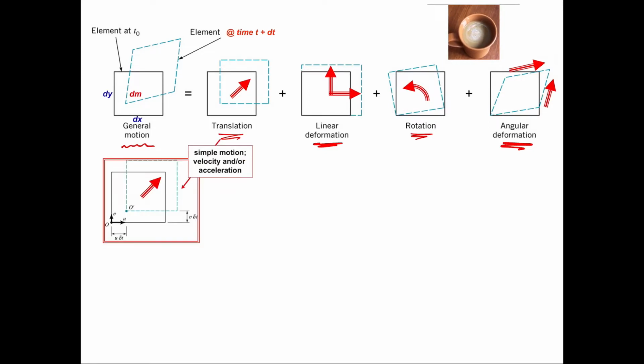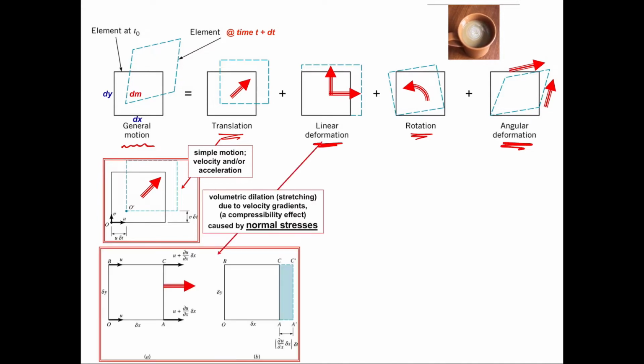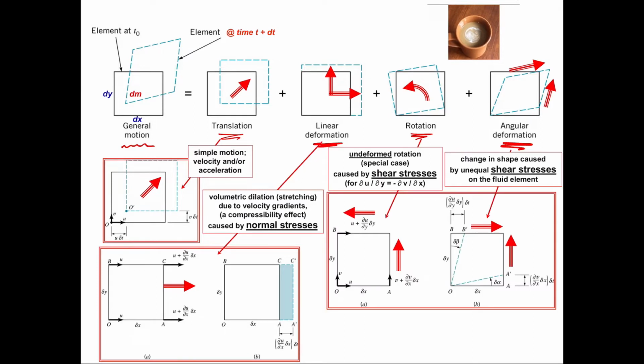So if we expand on this idea, translation is basically just simple motion. This would be like a coaster shifting across the surface of a table, but instead maybe a body of fluid inside of another fluid, maybe a gas moving inside of another gaseous body. Linear deformation would be like expansion. Sometimes we call this volumetric dilation, stretching of a fluid particle.